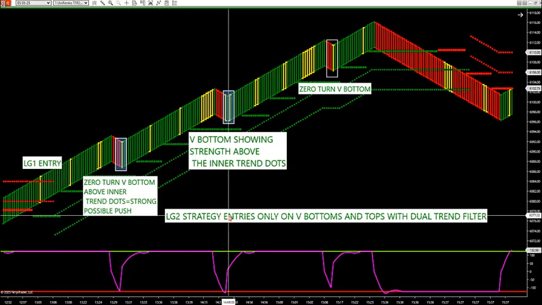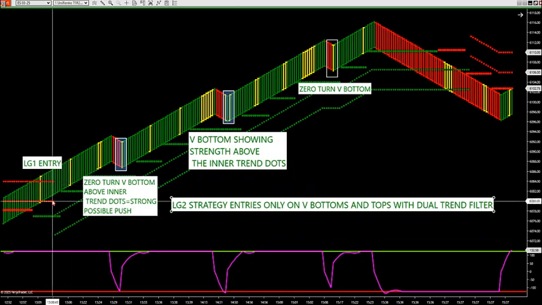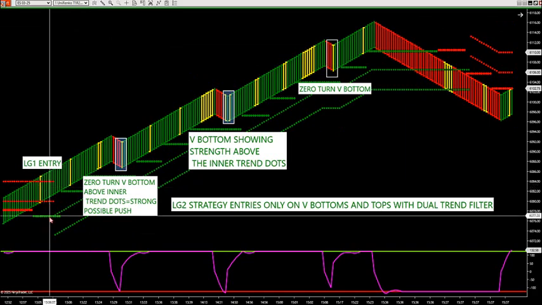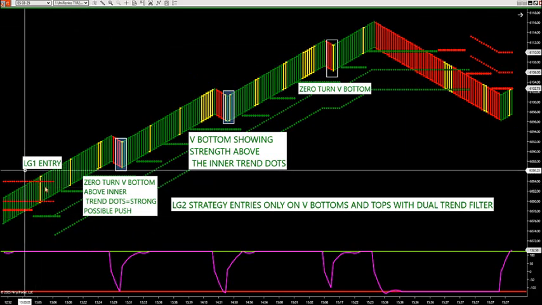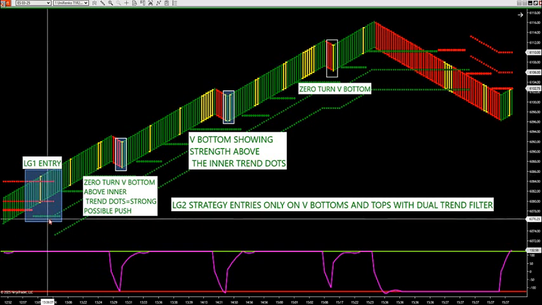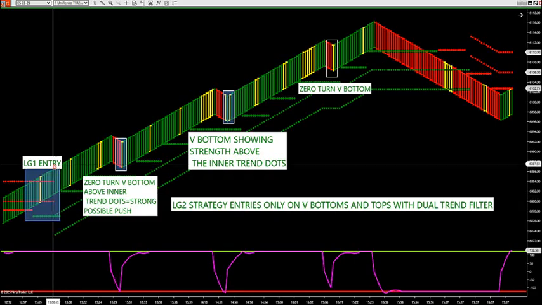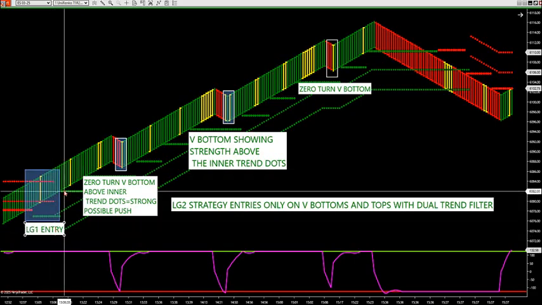So you have an LG1 and LG2 entry. The LG1 entry is coming out of chop. You're in chop when the dual trend filter doesn't agree, when it's green red, right? You're green red right here. Look at the inner dots are green, outer zone's red. Once it turns green, green, this is an LG1 entry.